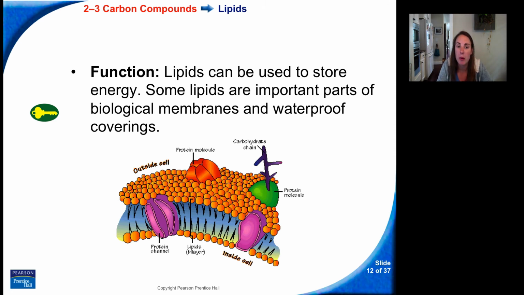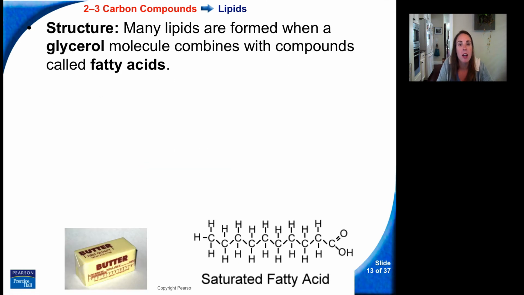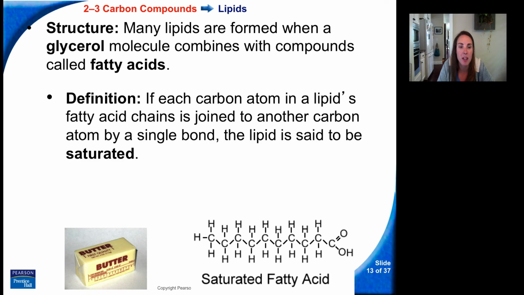But some lipids are important parts of biological membranes and waterproof coverings. So the main part of the outside of your cell is composed of lipids. So lipids are essential for the structure of your cells. So many lipids are formed when glycerol molecules combine with compounds called fatty acids. So remember, lipids are fats, they're made of fatty acids.